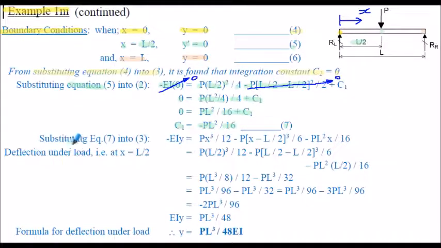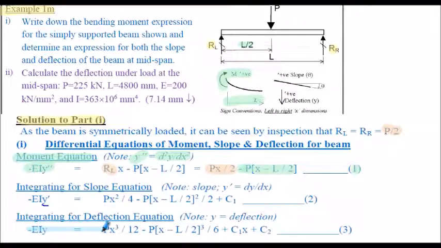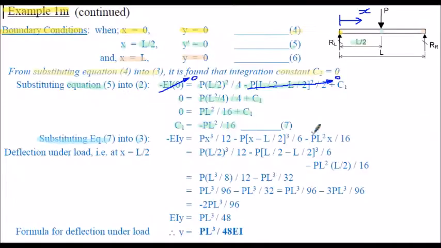If we now substitute equation 7 into equation 3, here's equation 3 again. Don't forget we've lost the C2 term, it is 0 in this case. So there's equation 3. We now know what C1 is, so we can replace C1. Here's C1 being replaced. We now have an expression we can simplify and eventually form our equation for the deflection. The question itself required us to find the deflection under the load. Now the load P is applied at the midspan, so that's x equal to L upon 2.